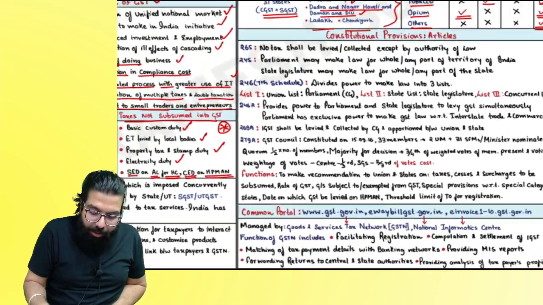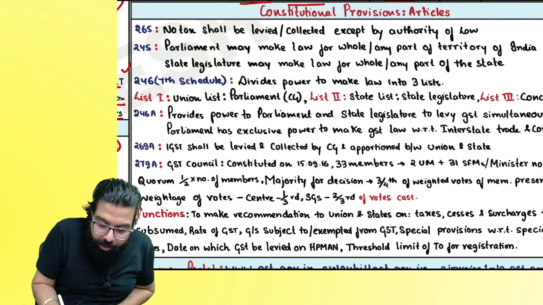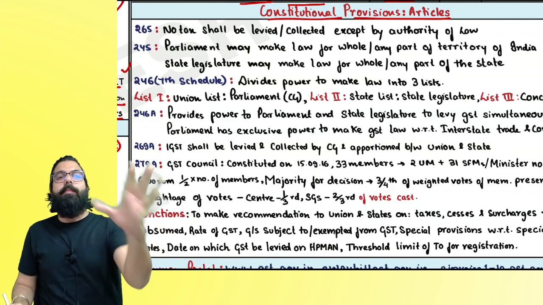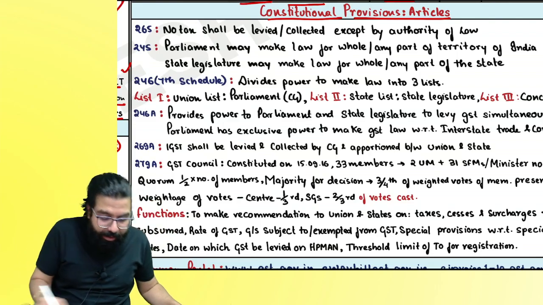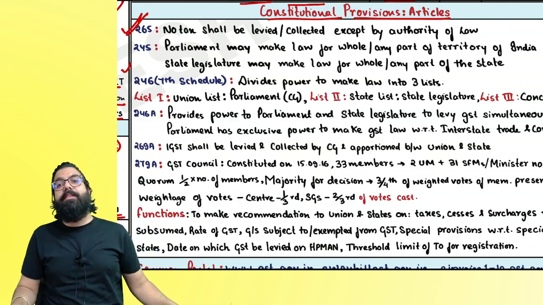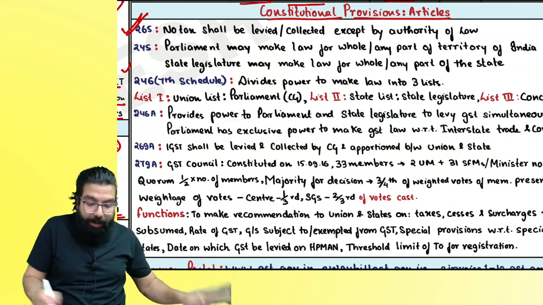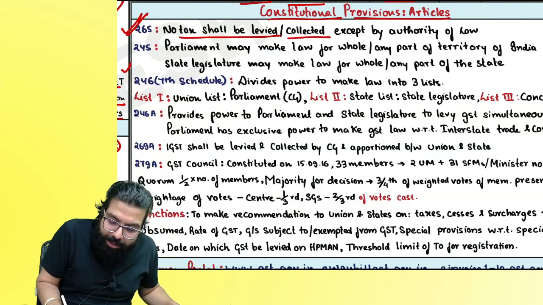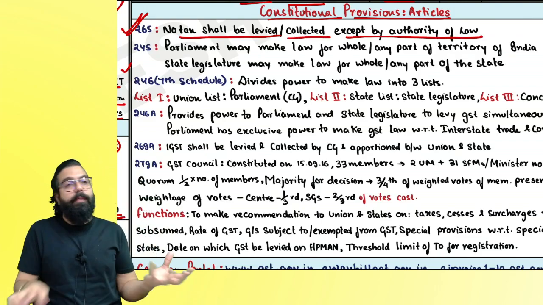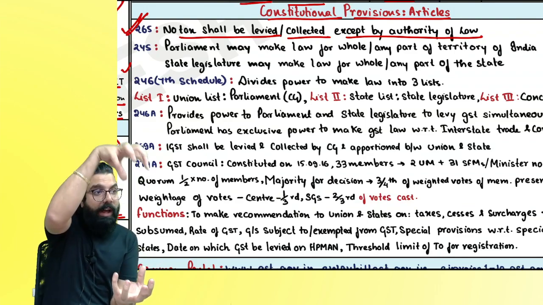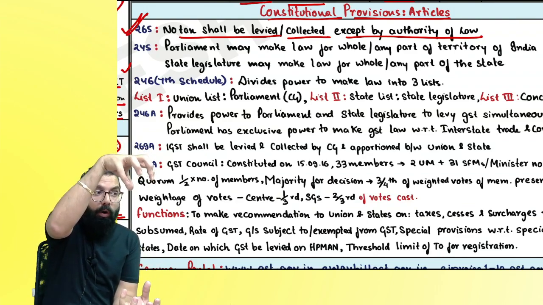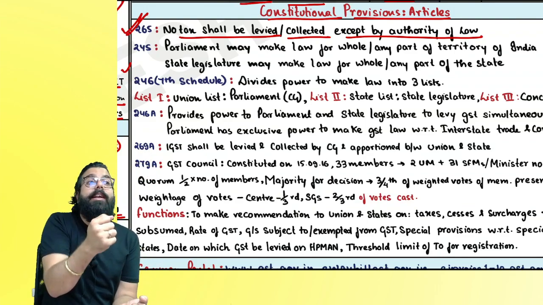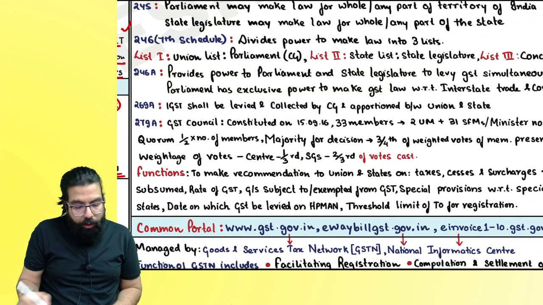Now, everyone over here, we are going to learn about the constitutional provisions. The first article is article number 265, which says no tax shall be levied or collected except by the authority of law. Whenever you are collecting any tax, you should have an act or law. Only then can you collect a tax. That is told where? In article number 265.